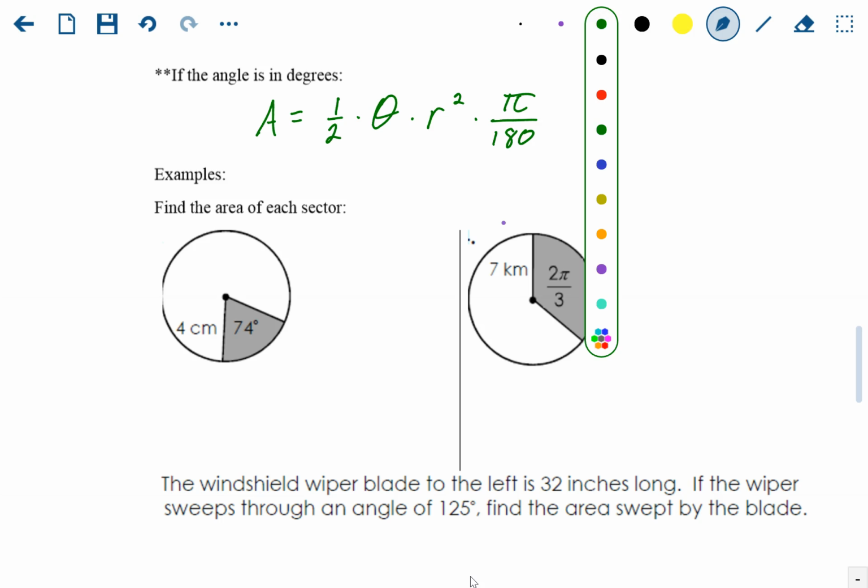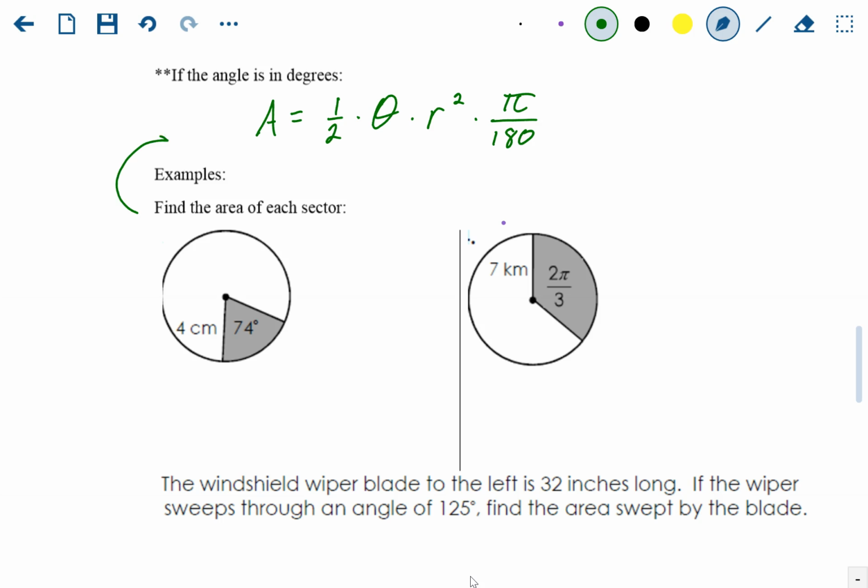All right, now again, this one's in degrees, so we're going to have to use the formula from above. Okay. So we're going to take 1/2 times theta, 74, times the radius, 4, squared, and then times pi over 180. I'm actually going to put the square inside the parentheses. It doesn't matter, but I don't want anyone to be confused.